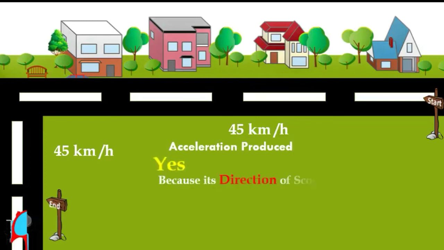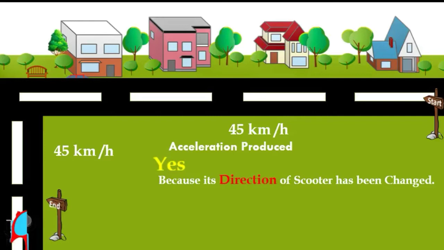So in this case, no doubt the speed remains the same, the velocity remains the same, 45 km per hour, but due to the change in direction, there is acceleration produced in this car, in this scooter. Okay, so if the direction changes, in that case you can say the acceleration is produced.